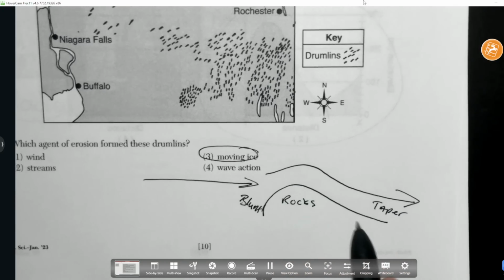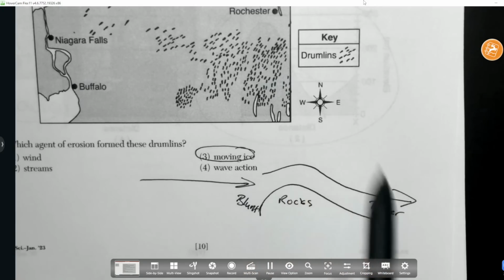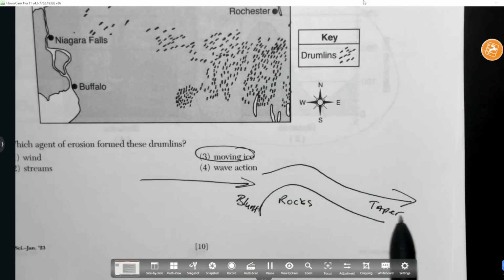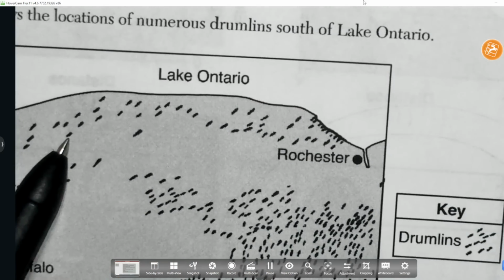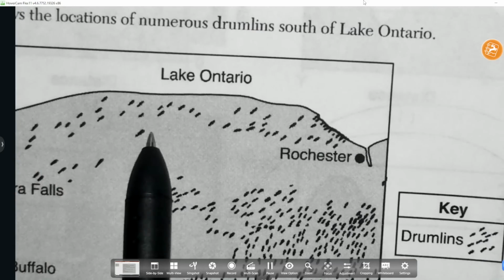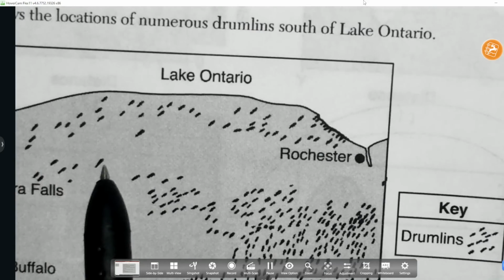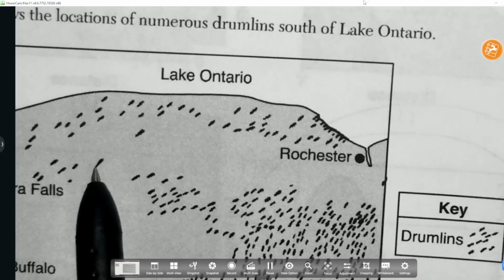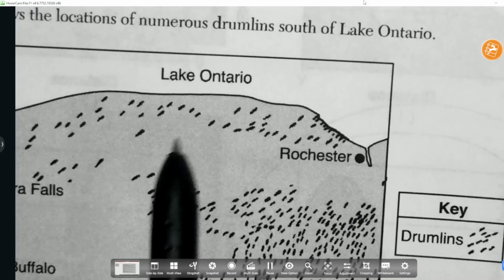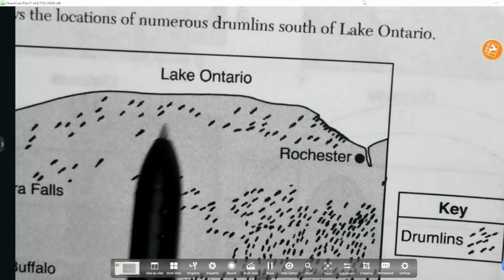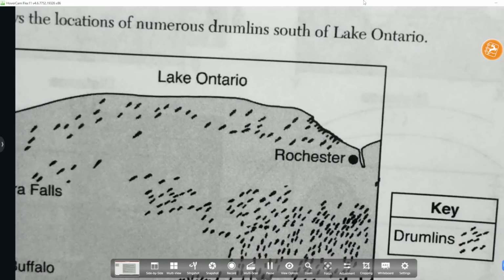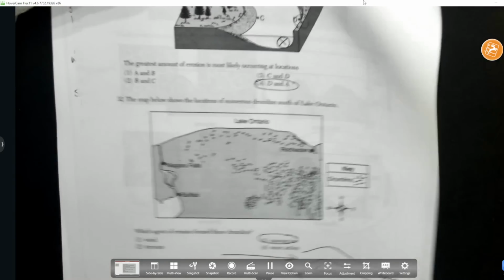So, which way did the glacier go? We're looking at our compass rose. This glacier went to the east. What about these guys? You can see that we have the blunt part up top, tapered on the bottom left. Blunt up top, tapered on the bottom left. So that tells us that the glacier came down from up here, and it moved to the southwest. And those are drumlins.